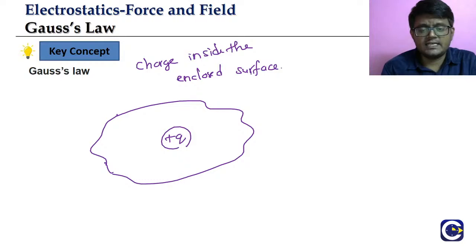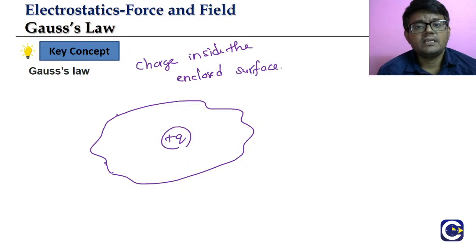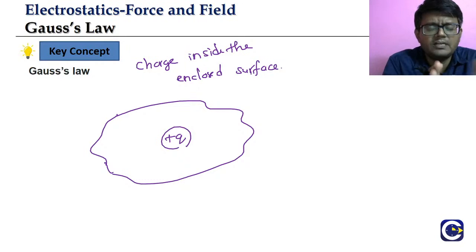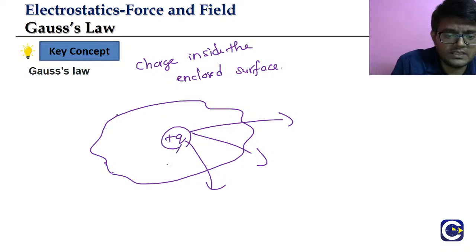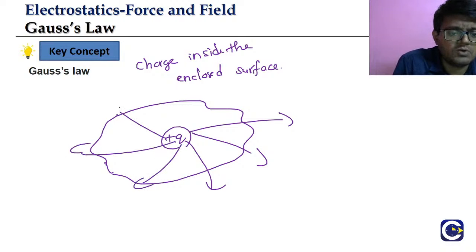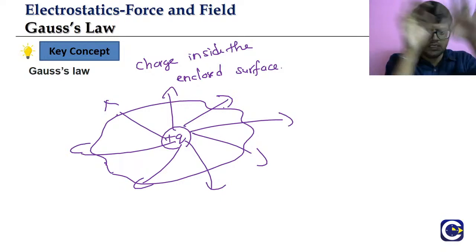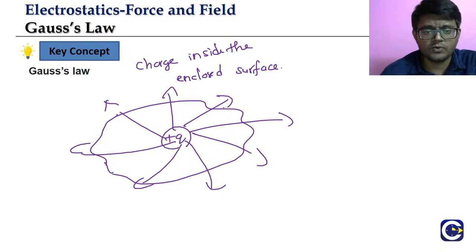And the charge there can be positive, or it can even be negative also. So for example, say it is positive, then what happens? From that charge the field lines will start coming out. They'll come out in all directions. They will not go in. On all sides, there will be field lines coming out only.